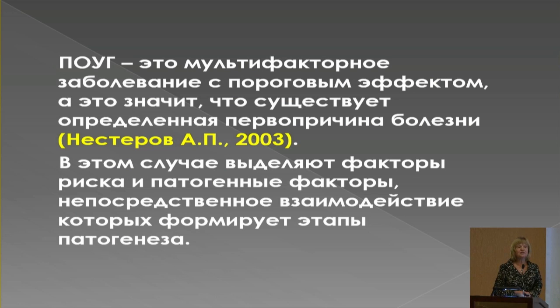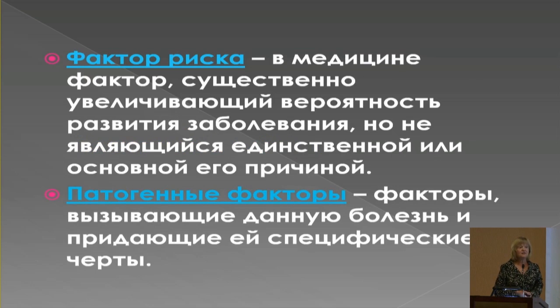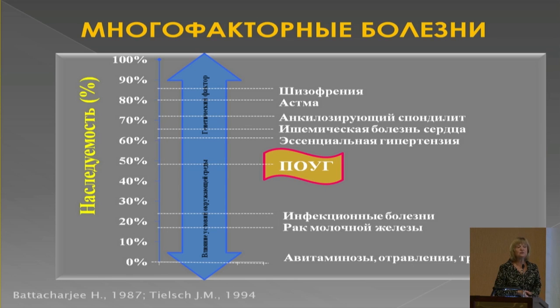Glaucoma is a multifactorial disease with a particular threshold effect. That means that there is no single primary reason for the disease, by the definition of academician Nesterov. In this case, we can identify risk factors and pathogenic factors, and the interaction of both forms the stages of pathogenesis. Risk factors in medicine are the ones that could significantly increase the probability of the disease, but they are not the only reason for the disease. A pathogenic factor is actually the cause of this disease and gives it its specific character.